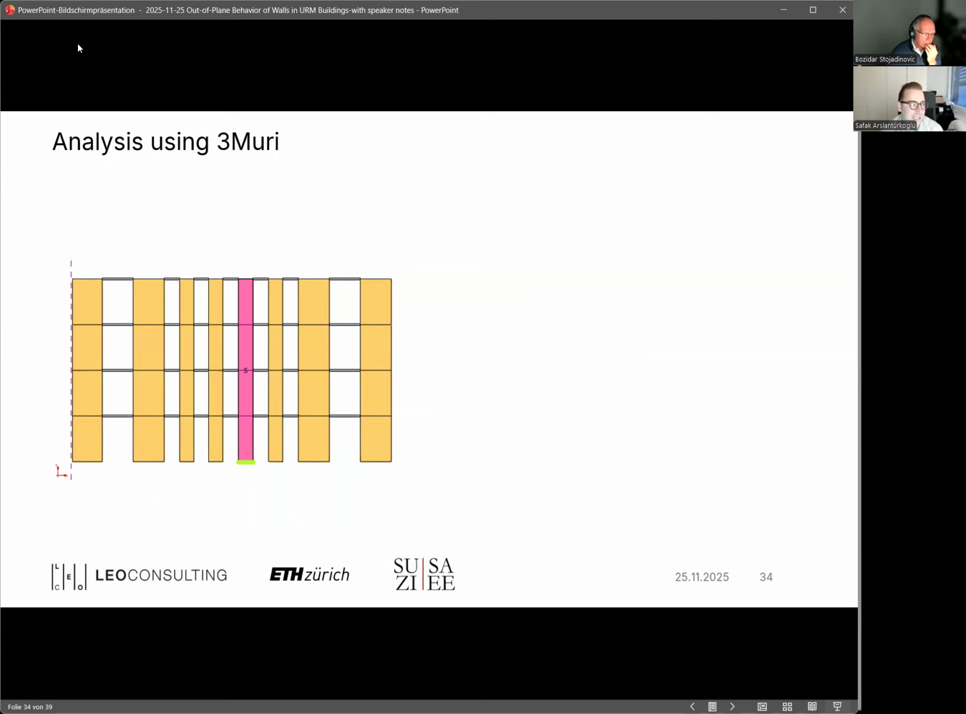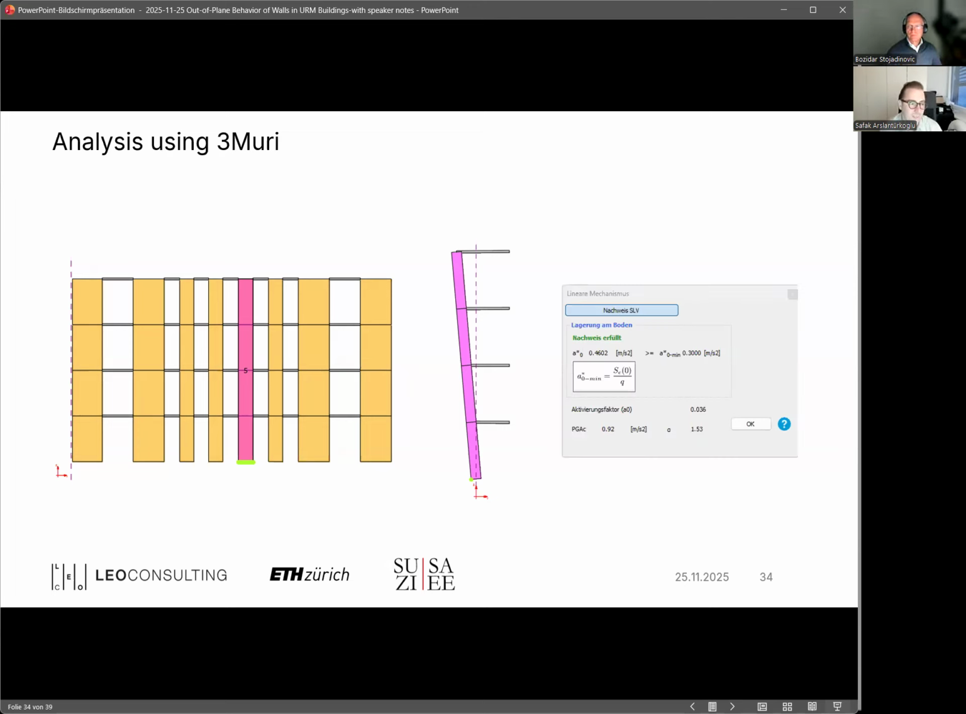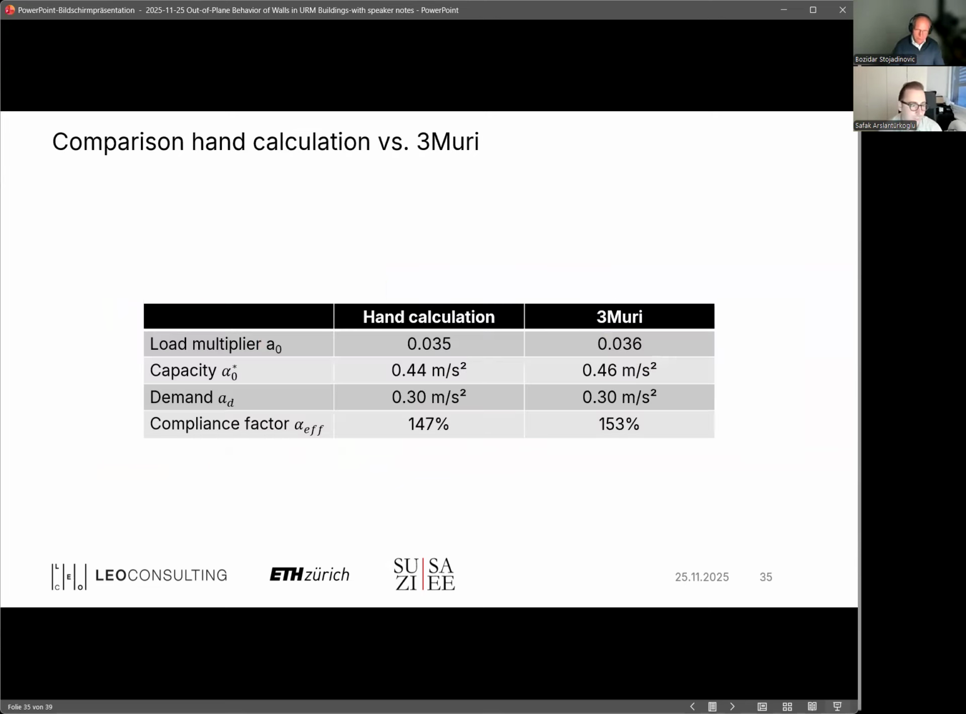To answer that, here is an example with the software Tremuri, just the same facade. Basically, the mechanism that is active, or assessed, is the one in pink. And here you can model it in Tremuri, and then it will show you how this would behave. Exactly the same thing as what we did in the hand calculation, and this is the outcome. You see the capacity and the demand in comparison.